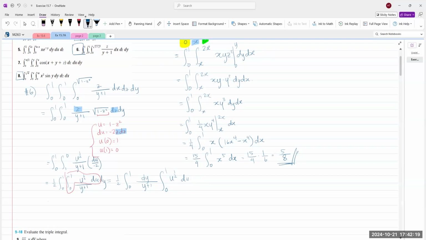Okay, but this will then become 1/2 natural log of y plus 1 from 0 to 1 times 2 over 3 u to the power of 3/2 from 0 to 1. That's 1/2 natural log of 2 minus natural log of 1, but natural log of 1 is 0, times 2/3 times 1 minus 0, which is 1. So this is natural log of 2 over 3. That's for our number 6.